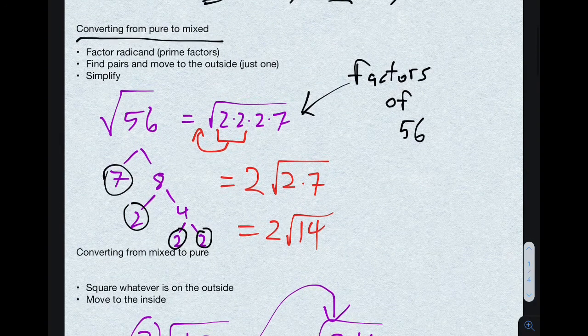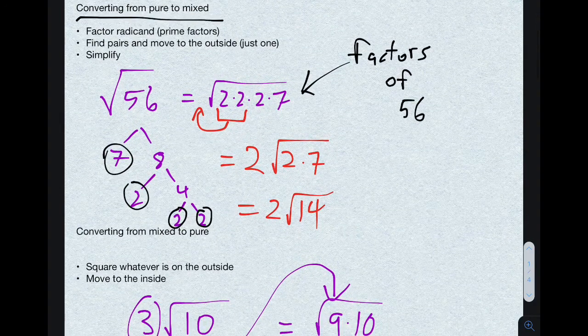To convert between the two, we've practiced this in class, but here's a quick reminder. If we're going from pure to mixed, we want to take the radicand and factor it. I'm telling you to factor it all the way to prime factors, because that always works. There's never any way to mix that up.